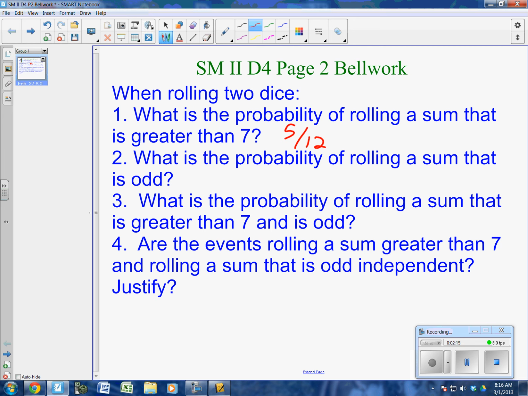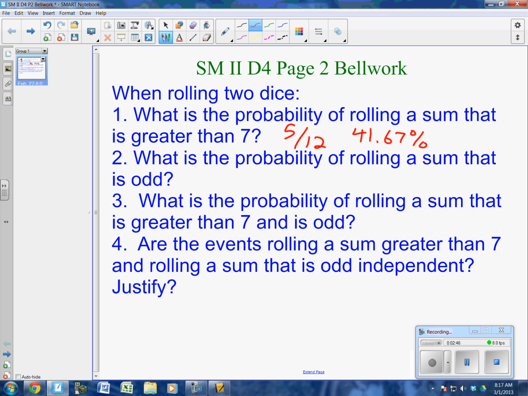Okay. If we wrote this as a percentage, what is it, Delisa? If you wrote it as a percent, you got 41.67%. Raise your hand if you know how to change it to a percent. Some of you guys don't know? 5 divided by 12, right? And move the decimal place over to the right twice, right? Okay. All right, number 2.